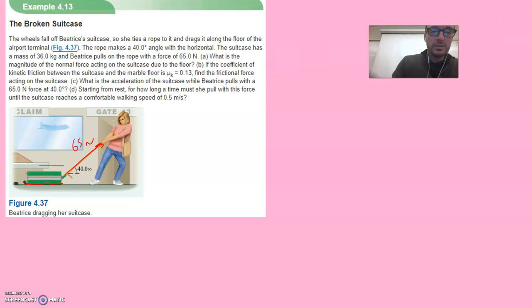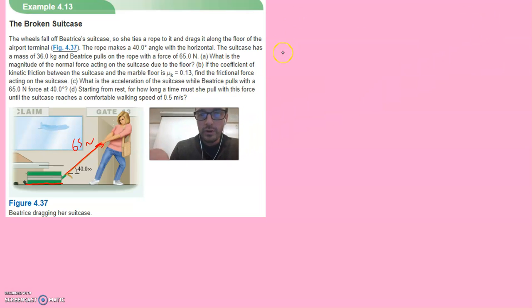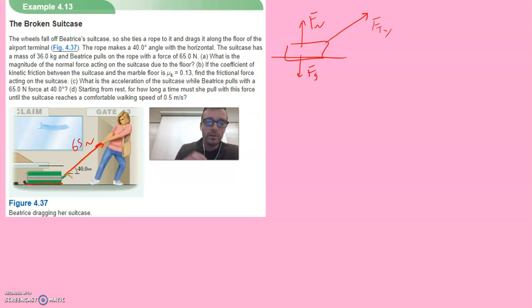This is the first time we've seen where we have a suitcase on the ground. And normally when you're on a flat surface, we can say that FG and Fn are equal to one another. However, think about this. If Beatrice is pulling up and to the right, now we have something a little funky going on, right? Now, there's an upward component of her pulling force, FTy, and that's going to come into play too.